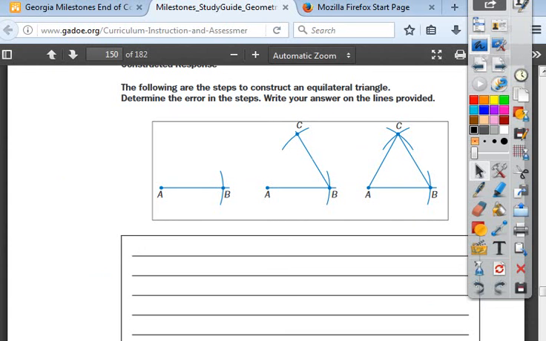Again, you need to watch the videos on the constructions. Watch the videos. I can't find my notes. So those are on there. I'm telling you now.